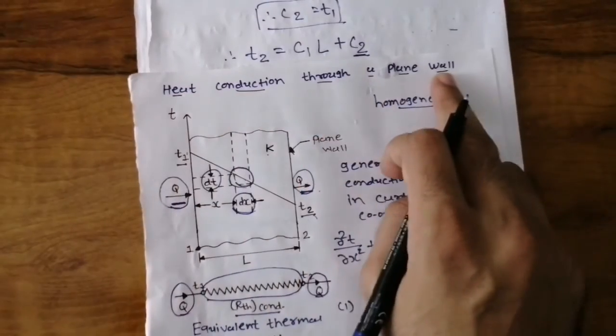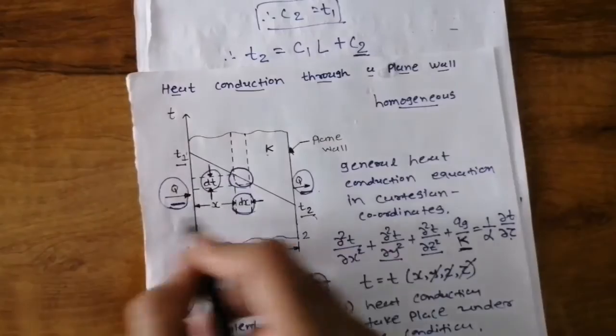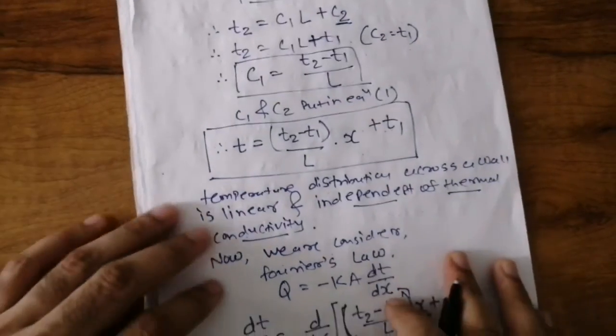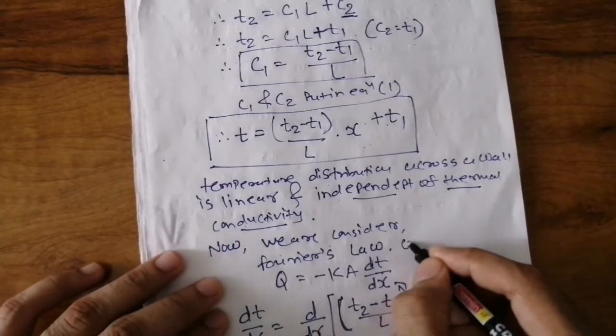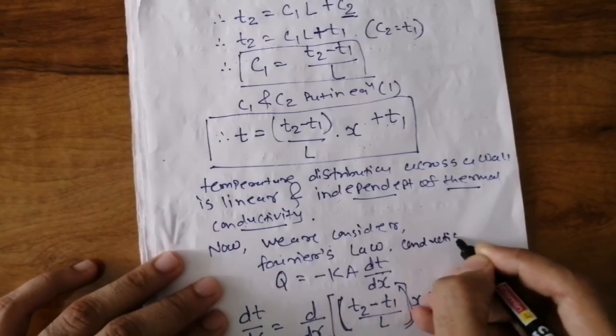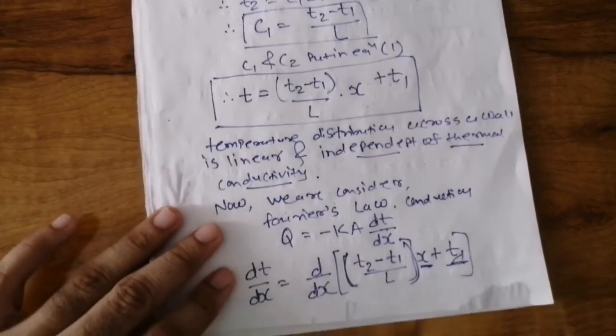Now, according to the theory, the heat conduction through the plane wall will be found out. It means how much amount of heat will be transferred will be found out. So how should it be found out? At that time we consider the Fourier law of conduction. What is Fourier law of conduction? Q is equal to minus K A dT by dx.